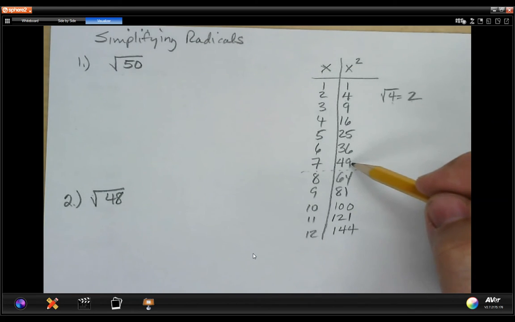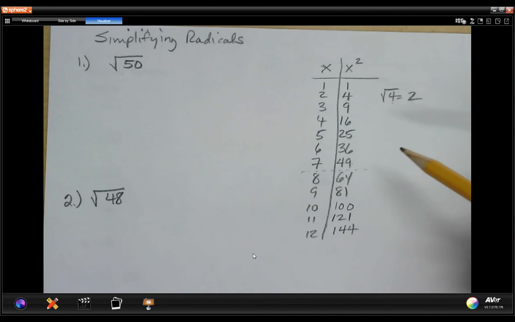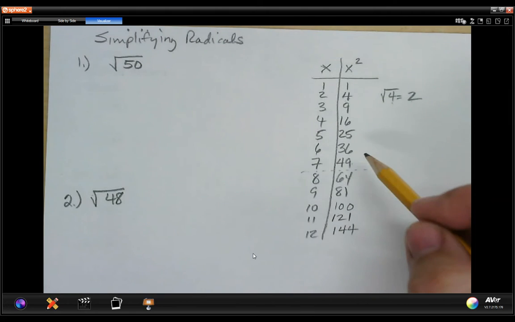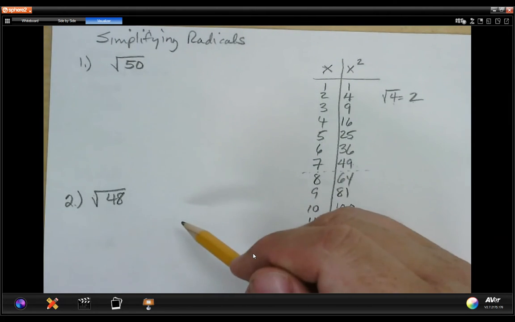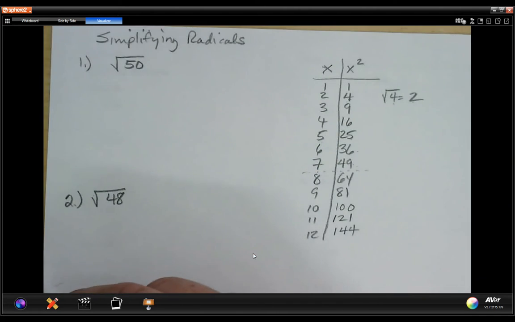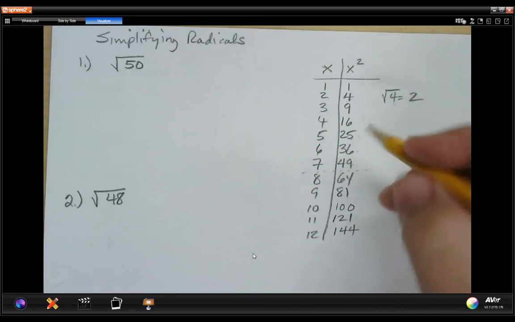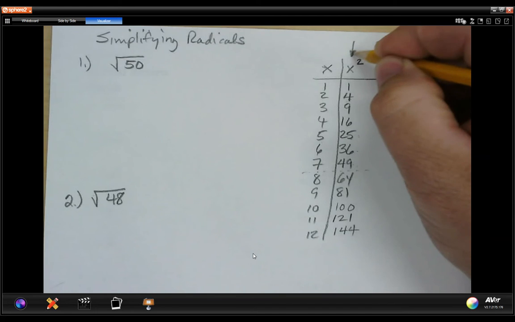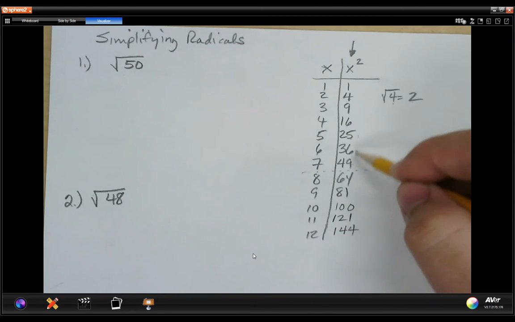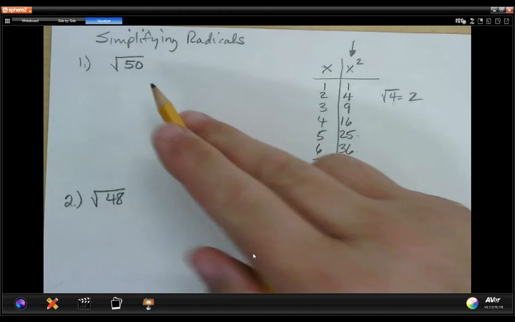So I'm going to start with 49. 49 won't go into 50. What I'm looking for are numbers that may help me to simplify this number, so I'm looking at these perfect squares over here. 49 won't go into 50, obviously. 36 won't go into 50 evenly, so that's not really going to help me. But notice the next number that I come to on my list, my x squared list. The next number I come to is 25. 25 will, in fact, go into 50.